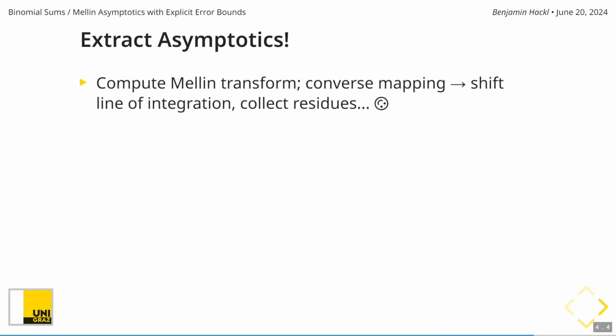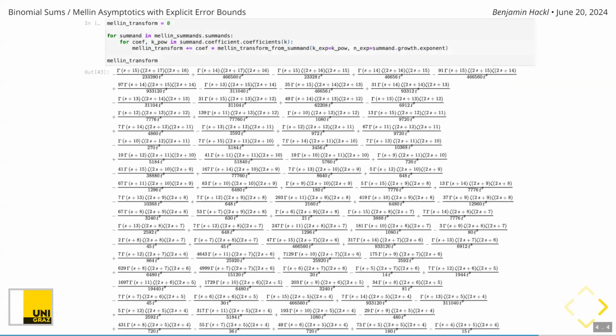And how do we do that? We compute the Mellin transform, we use the converse mapping theorem, we shift the line of integration to the left, and collect the residues. And as you might be able to tell from this spinning emoji here, that's something that can make you dizzy if you do it by hand, because the Mellin transform looks like this. It's not the nicest transform I've ever seen, but it's also, I think, not the worst, coincidentally.